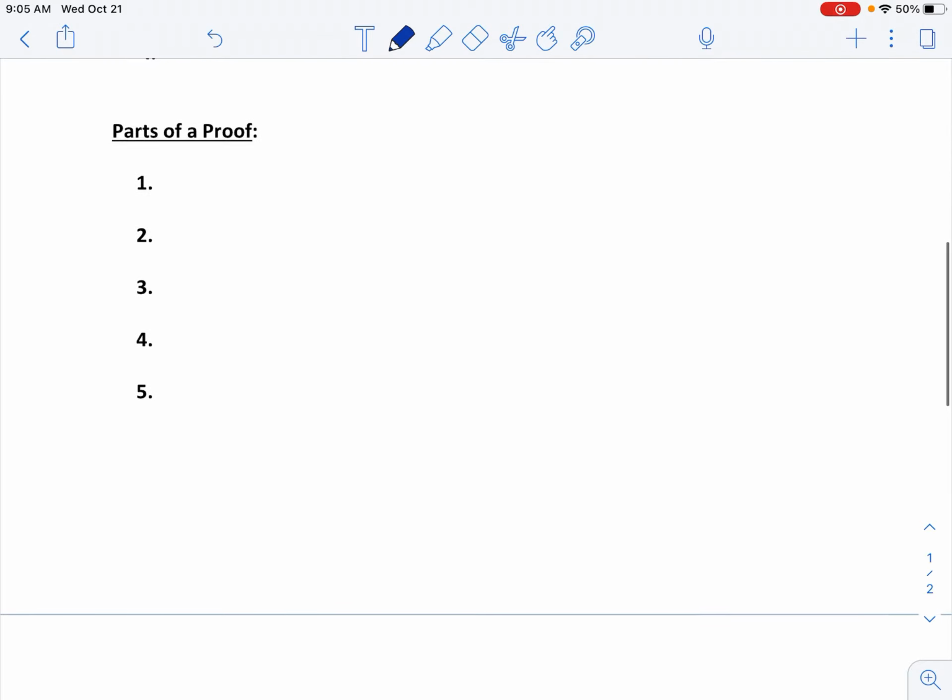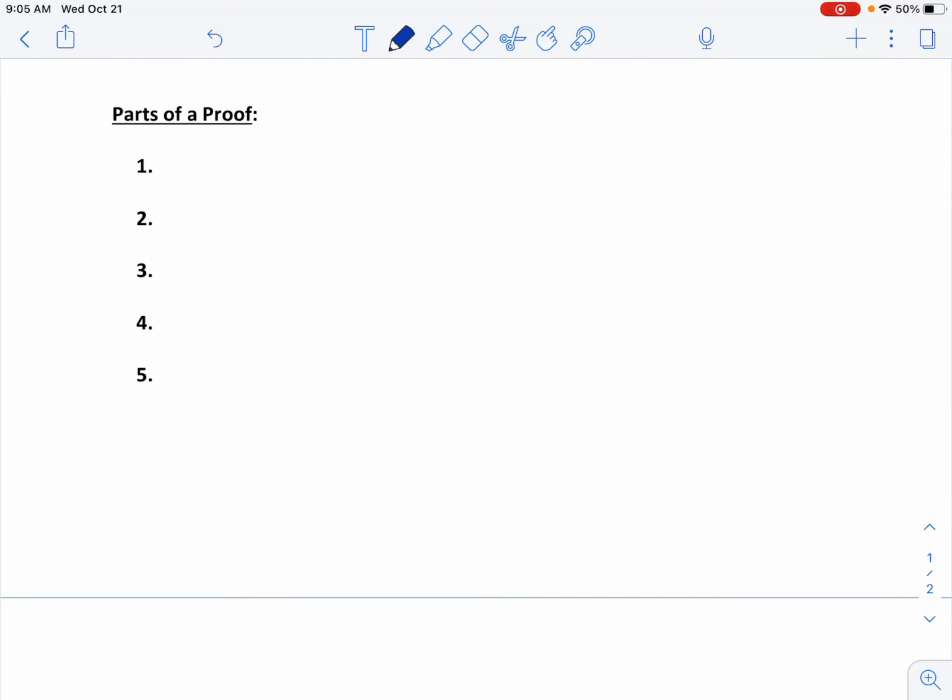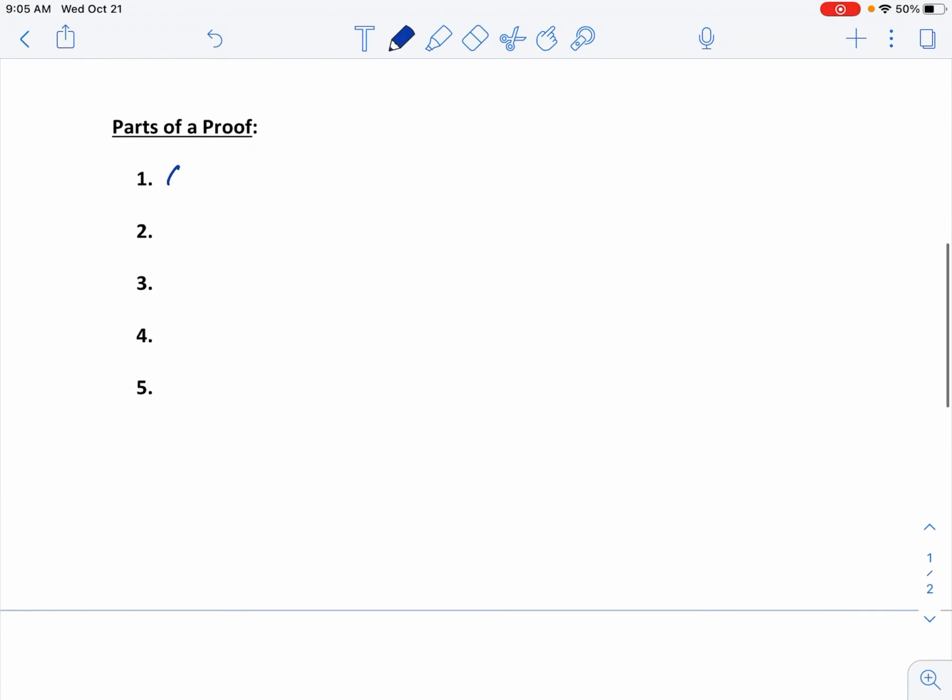Now let's look at the parts of these proofs when we're creating them. They will always give you information, the given information or the given statement. They will also tell you what they want you to prove, the proof statement, because remember, proofs are logical arguments to prove a statement is true. So they're going to give you what to start with, and what they want you to prove. And the last thing the problem gives you is a diagram, or what we might think of as a geometric picture.